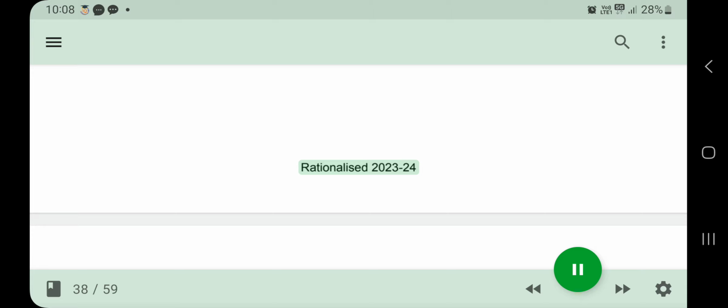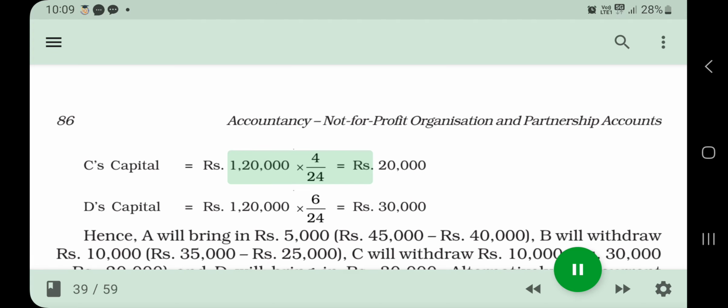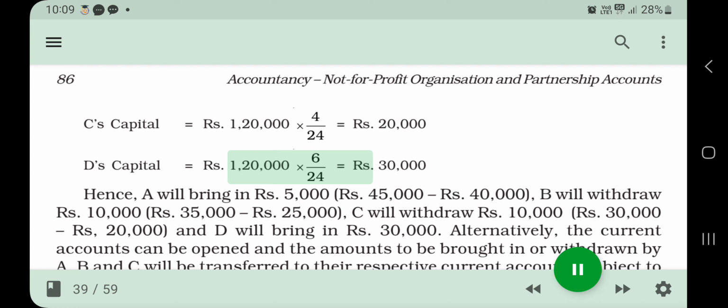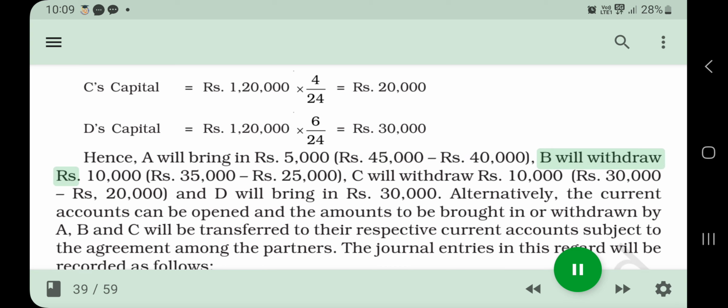C's capital equals Rs. 120,000 times 4/24, which equals Rs. 20,000. D's capital equals Rs. 120,000 times 6/24, which equals Rs. 30,000. Hence, A will bring in Rs. 5,000, that is Rs. 45,000 less Rs. 40,000.